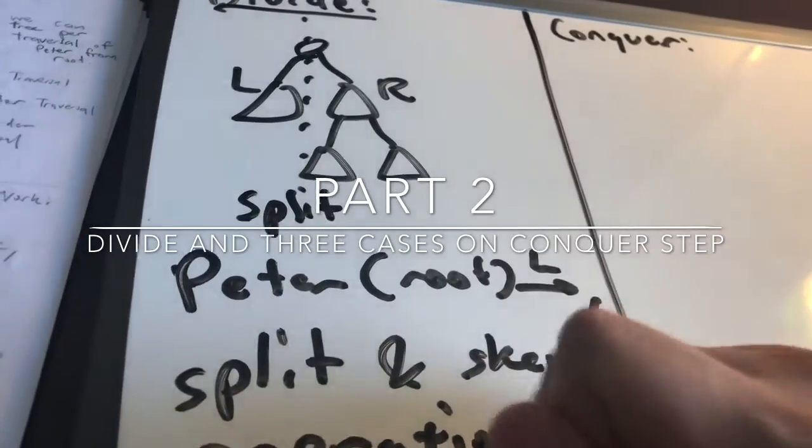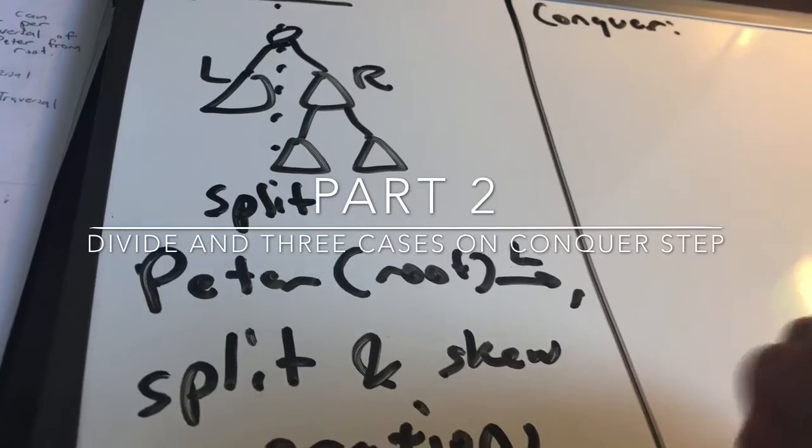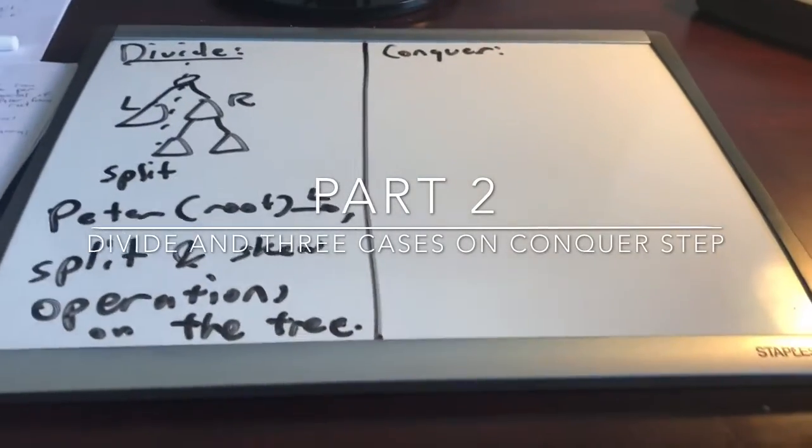On the tree. There we go. That is your divide step. Just split the tree in two like a piece of chocolate cake and stuff it in your mouth.